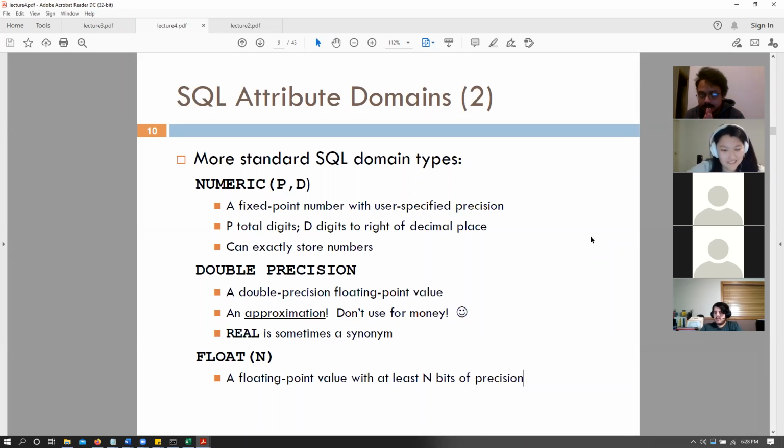Any other questions from anybody else? So sometimes some databases also call this double precision a real data type. So keep that in mind as well.